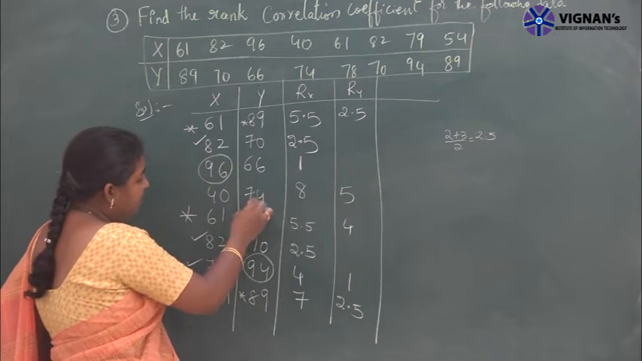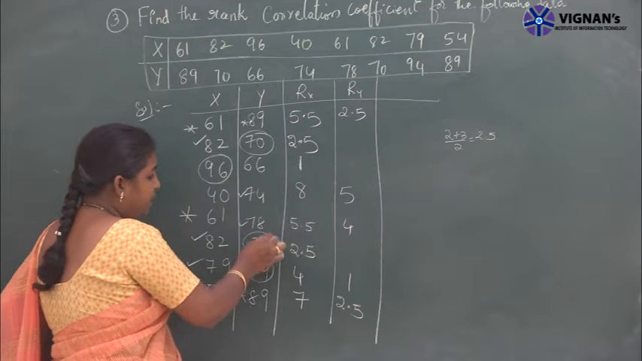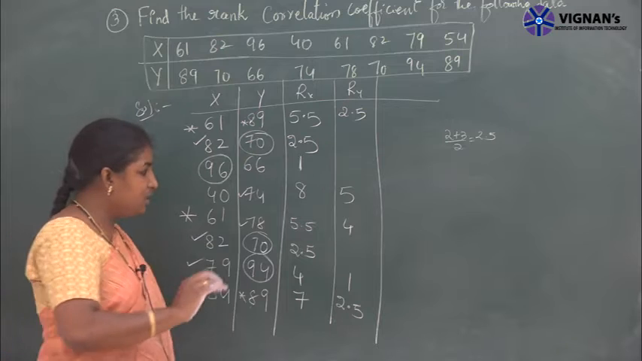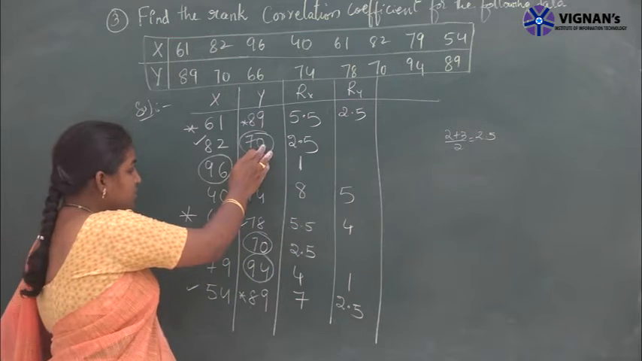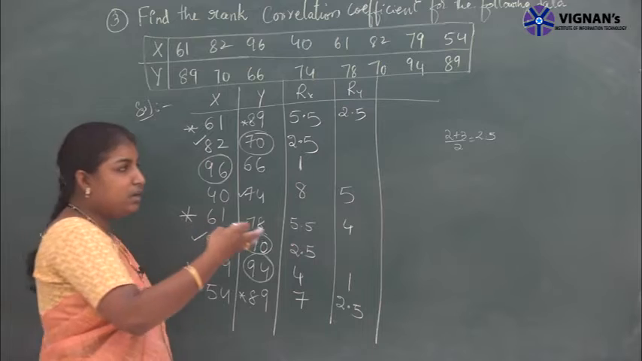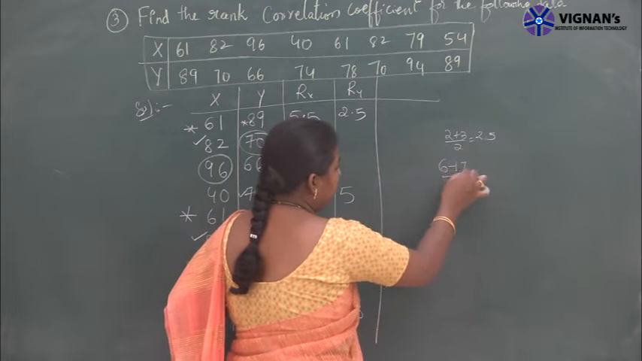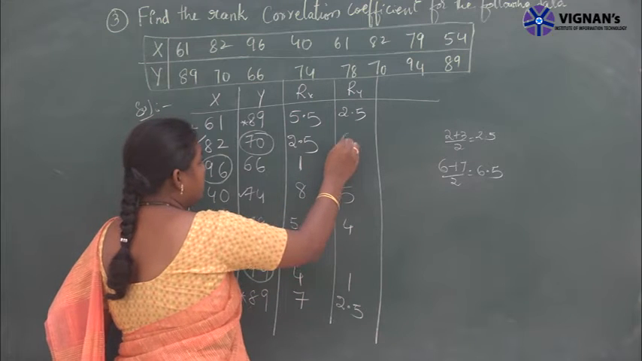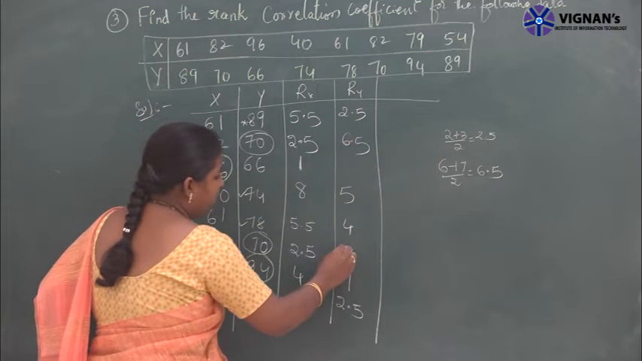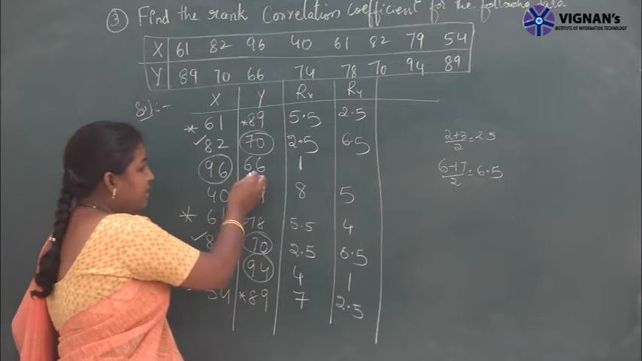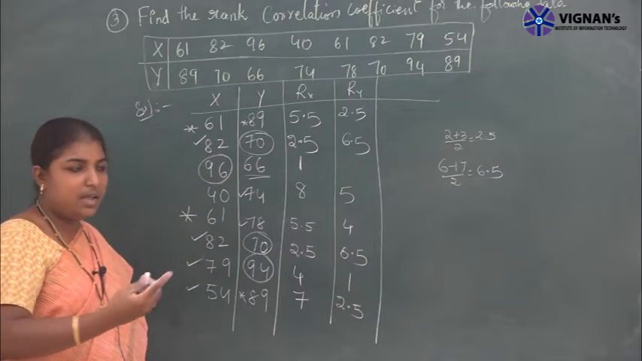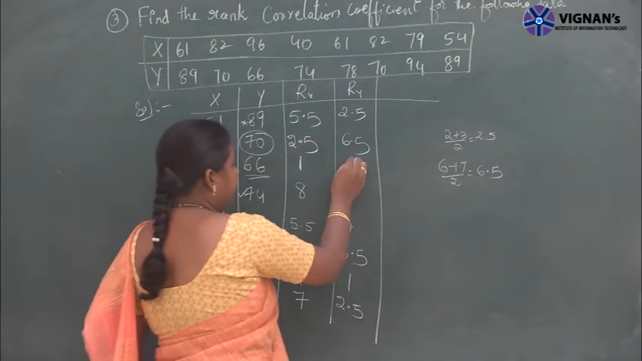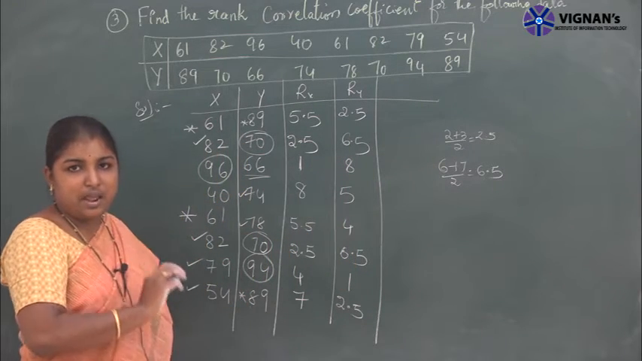Next maximum is 70. 70 also repeated 2 times. So repeated 2 times, it is in the place of 6th and 7th place. So already 5 ranks we are given. It is repeated twice, so that can be written as 6 plus 7 by 2, that is 6.5. And here also we are giving same rank 6.5. And the remaining 66 only 1 time. 6th and 7th ranks are completed. The next rank is equal to 8. Okay. So we are giving ranks like this.